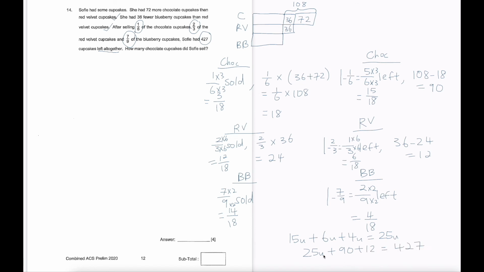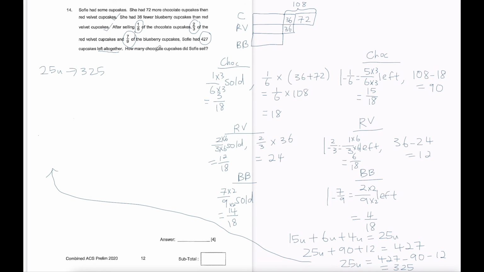Okay, so to find out what is 25 units, I need to deduct away the 90 and 12. And I'm going to get 325, I mean. So I'm going to continue it here. So now we found out that 25 units is 325 cupcakes.